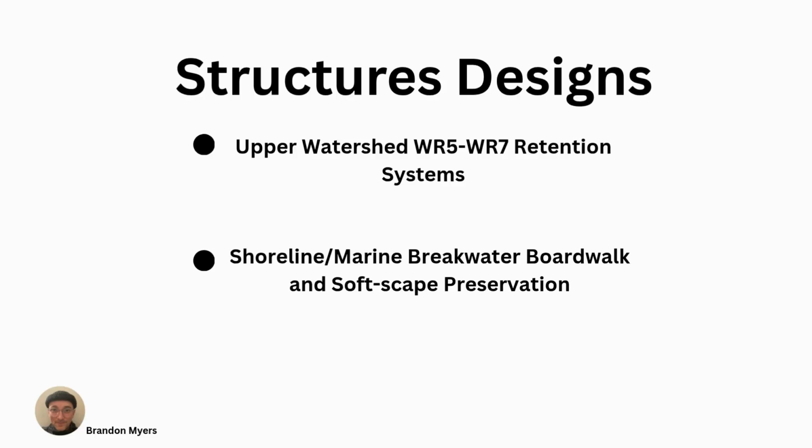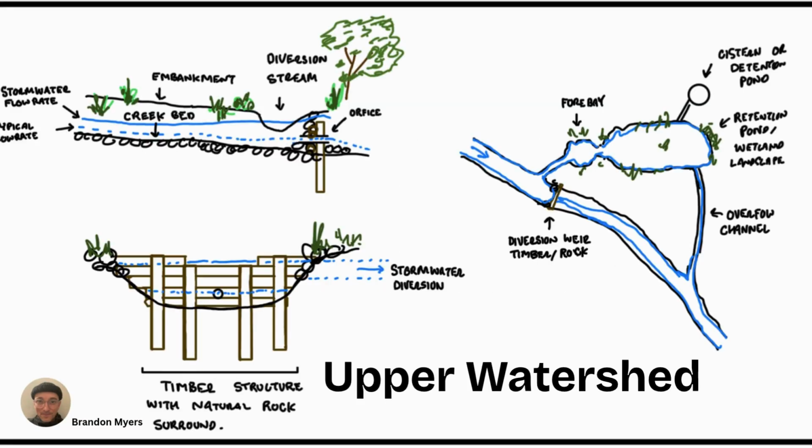Our team looked at two components for our proposed design. First, the upper watershed of WR5 through WR7 retention systems, and next, the shoreline/marine breakwater boardwalk and softscape preservation. For our approach of the upper watershed, we emphasized the use of offline retention systems, supplemented by small inline step retention features when necessary to slow stormwater velocity and reduce sediment transport.